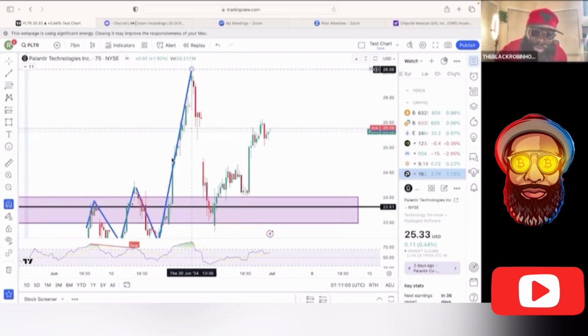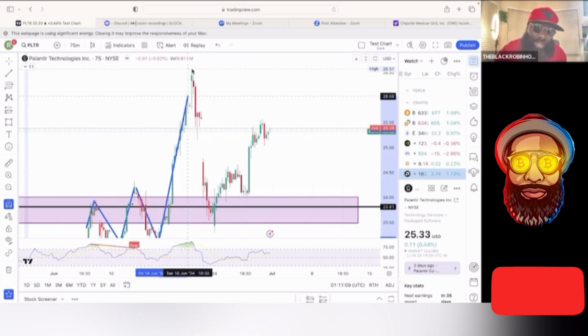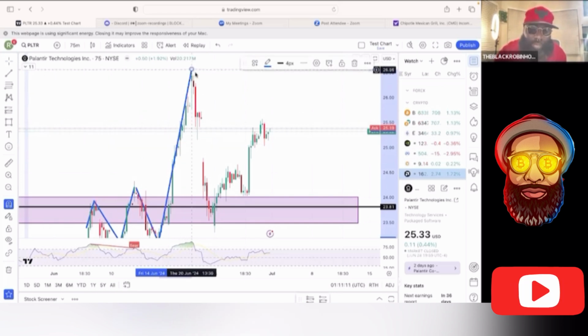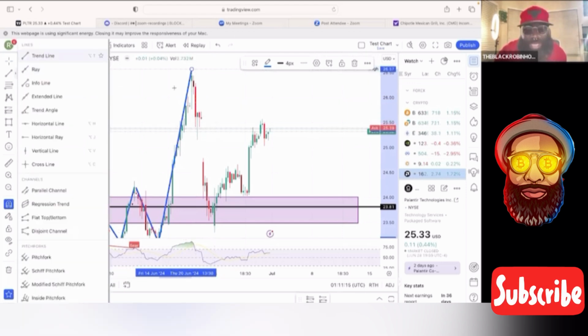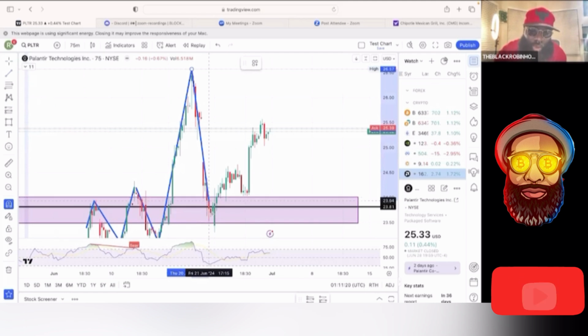At this point, we're not chasing it. If you saw it here or here, you're not going to be like, oh, Palantir is going to 24, should I buy? Oh, 20. We don't care. Let it go. It went up, right? But we know what goes up must come down. What goes up will come down at some point.